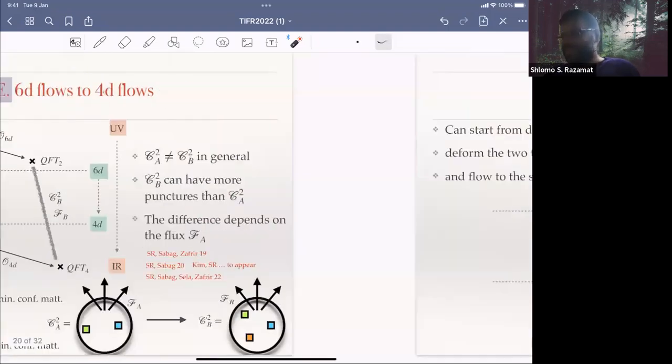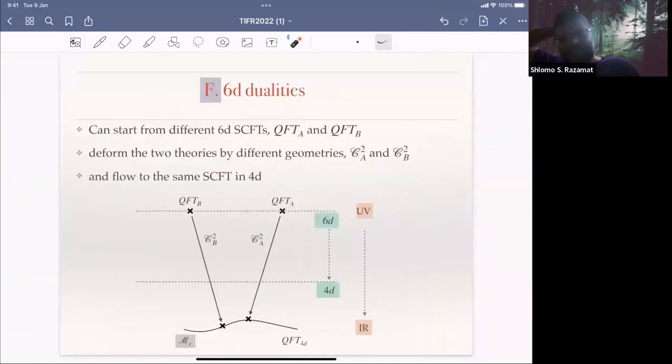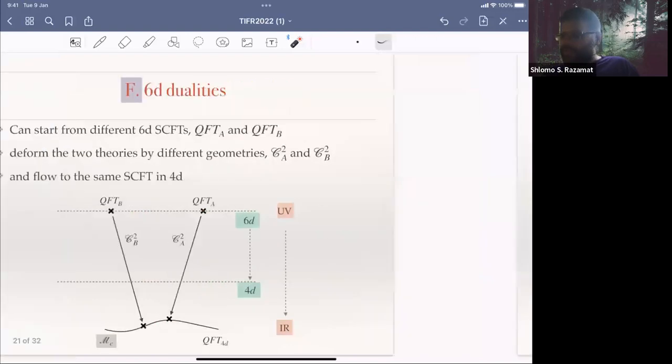So next is the question of Abhijit that he asked several minutes ago. We have discussed starting from, say, 6 dimensions and 4 dimensions and flowing to the same theory, but you can ask the following question. You can start in 6D with different quantum field theories, deform them in different ways by different geometries, and end up with the same quantum field theory or CFT in 4D. So usual duality, like Seiberg duality, you start from 4D and end in 4D. We discussed the cross-dimensional dualities when you start in different dimensions, but of course, this is a natural question whether you can do that. And in fact, we have many examples of this.